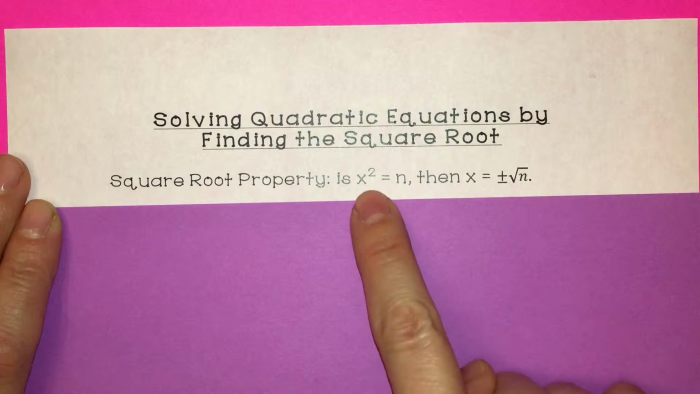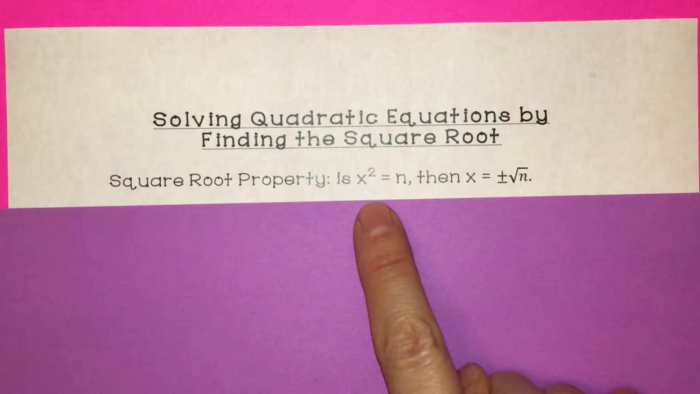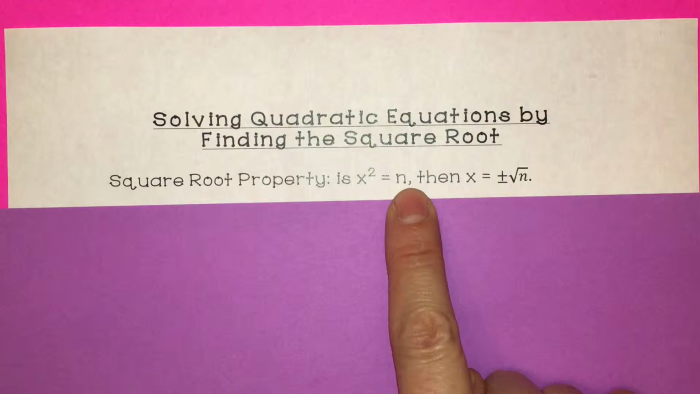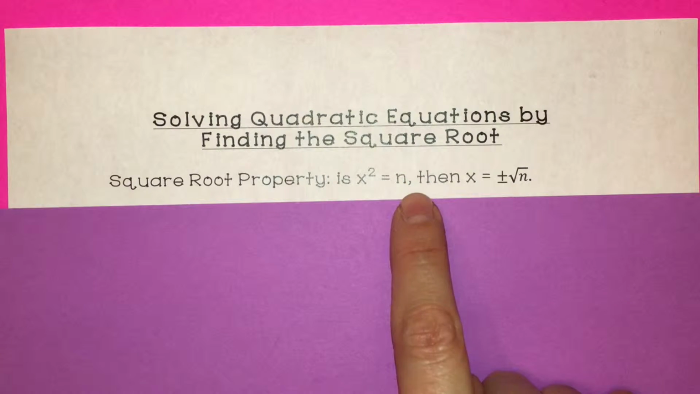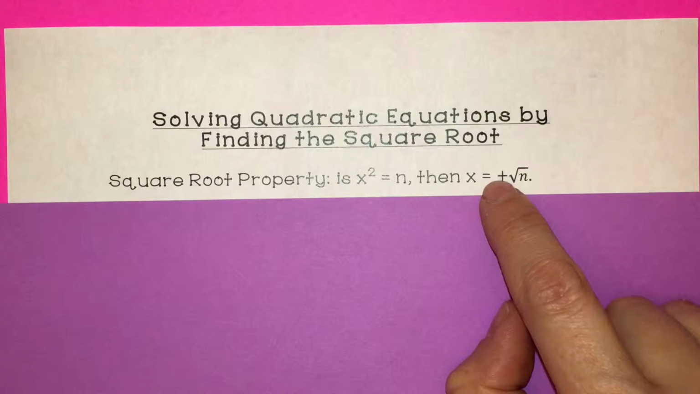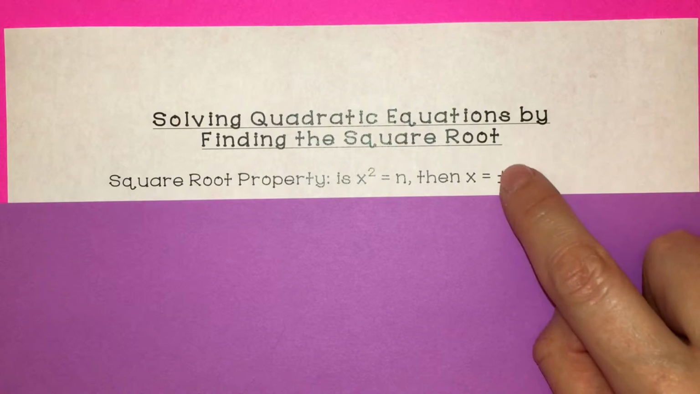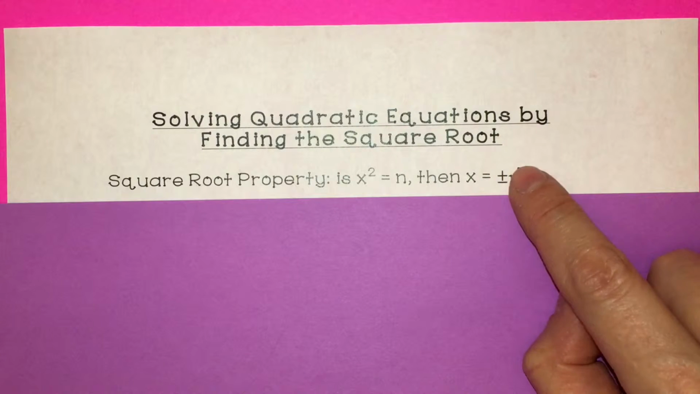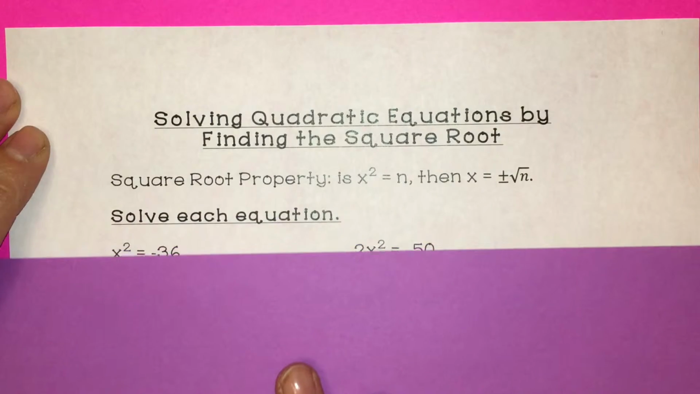Because if we square a number, we don't know if that number was originally positive or negative. Because a negative times a negative is a positive, and a positive times a positive is still a positive. So we have to take into account if it was originally positive or negative. So when you have the plus or minus, it means that this value could be both positive and negative. So both are taken into account.